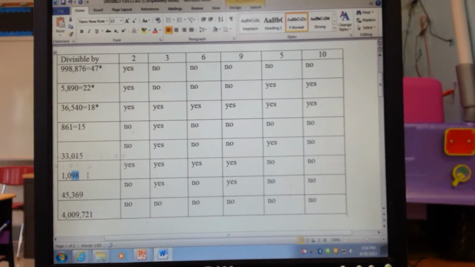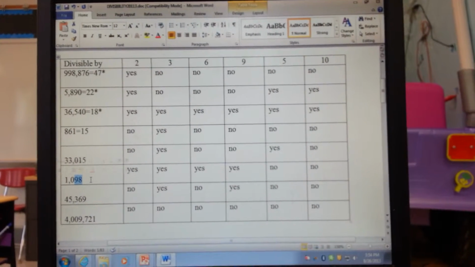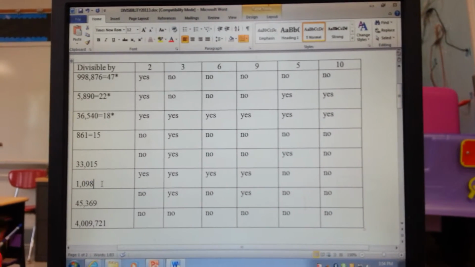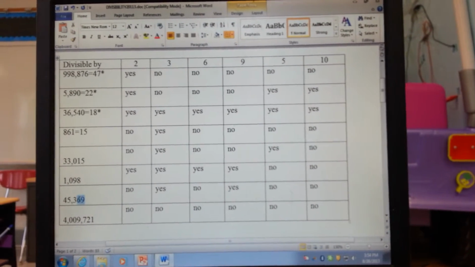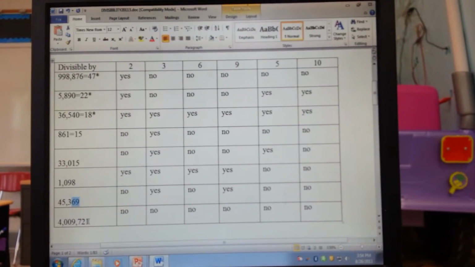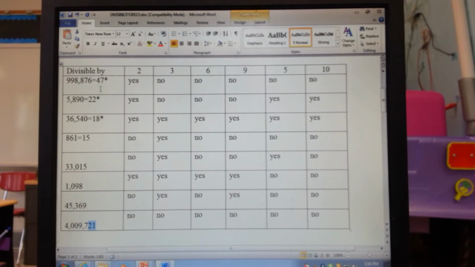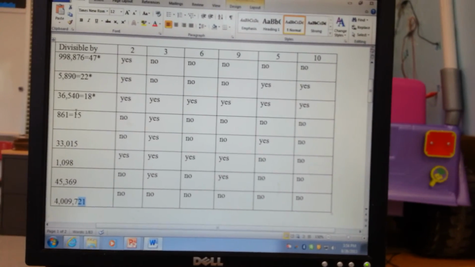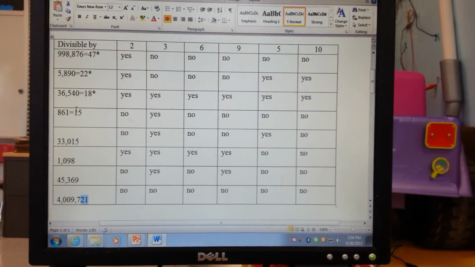4 times 25 is 100. 4 times 24 is 96. No, that doesn't work. I know that's not going to work. Ends in 9. And that one, they're not going to work either. So the ones with the stars are the first three numbers, and that's it. Okay, we'll do a practice sheet on this tomorrow also.